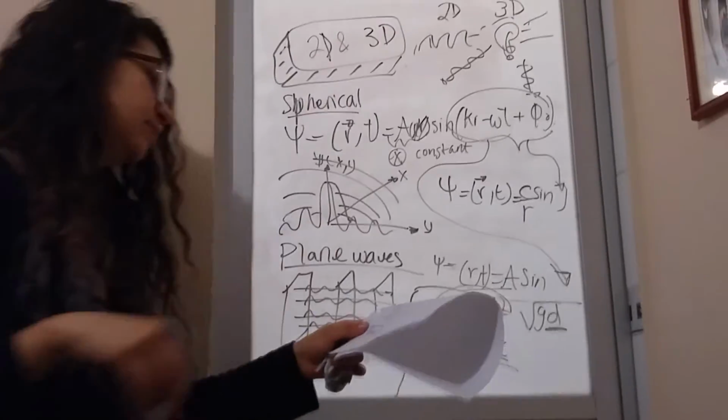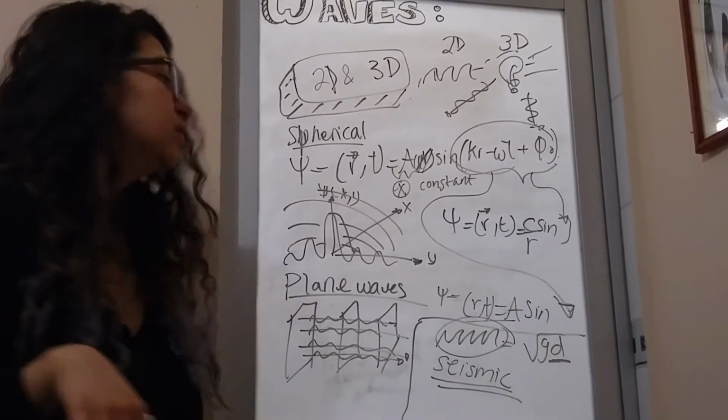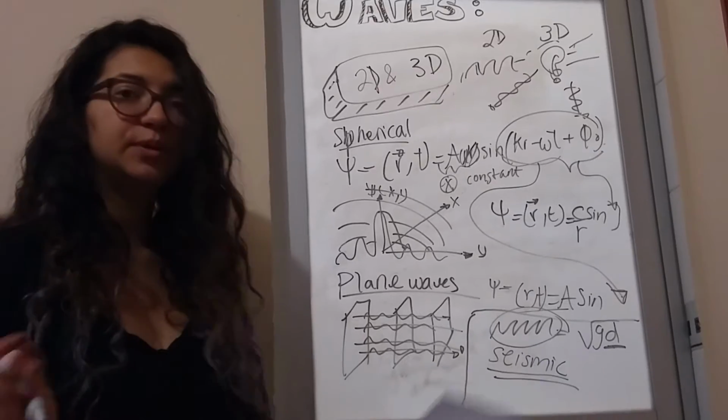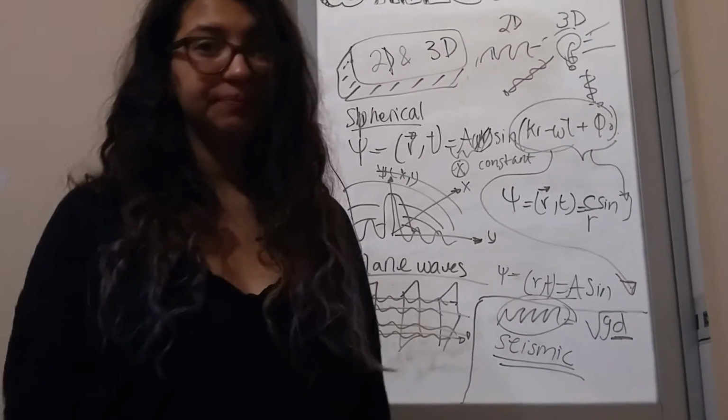And for seismic waves, we will have that there are two types of waves. We have the compression wave, that is called the primary wave, and the transverse wave, that is called the secondary wave.